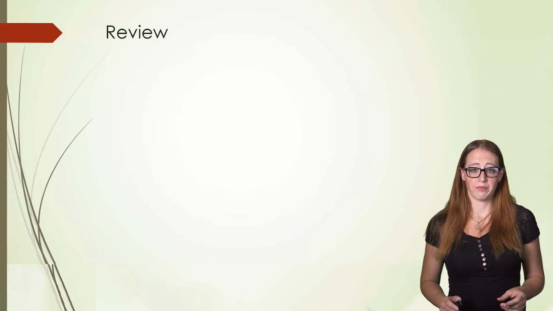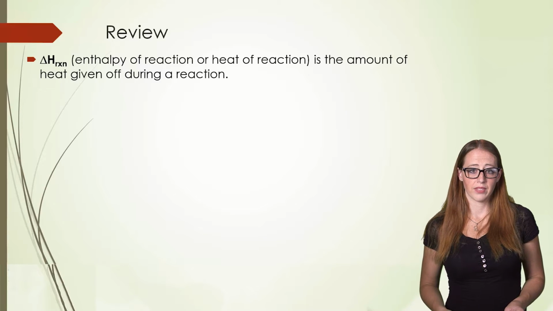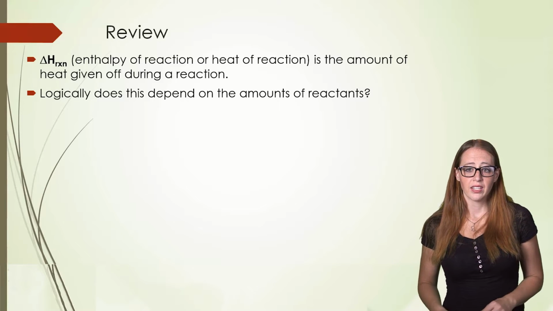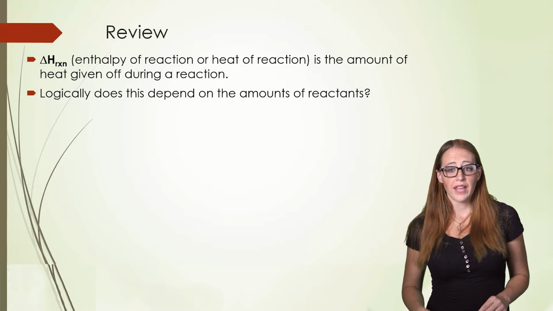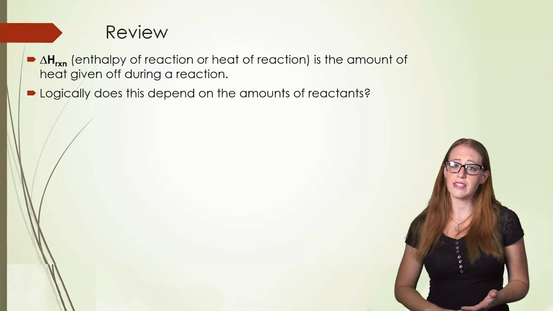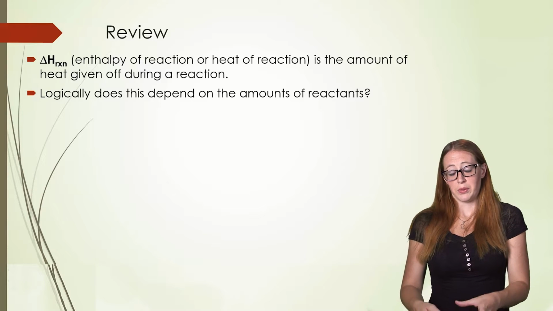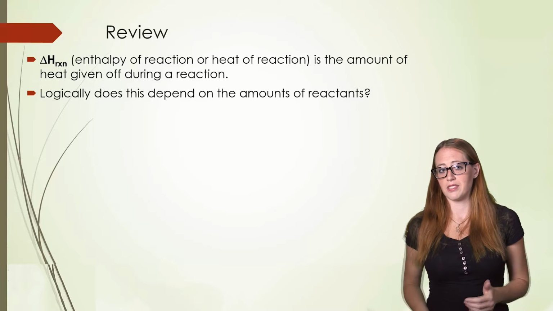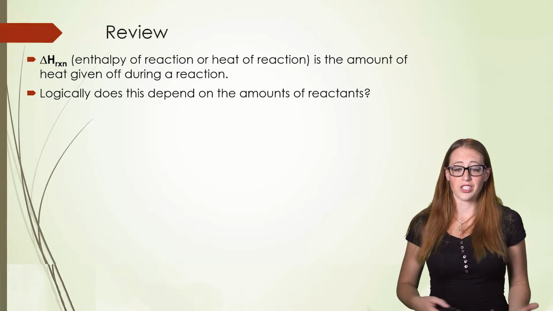Let's first do a quick review. We know that delta H is the amount of heat that is given off in a reaction. What we haven't discussed yet is how these properties are related to the amount of the species. Logically, we know they must be. If you look back on our previous videos, all of the amounts that I gave you were in moles. And this is because the enthalpy of a reaction is definitely based on how much of the reaction we started with. Think about a bonfire. If you react one piece of wood, you're going to get a certain amount of heat. If you react 20 pieces of wood, you're going to get more heat. This will require excess calculations for us.